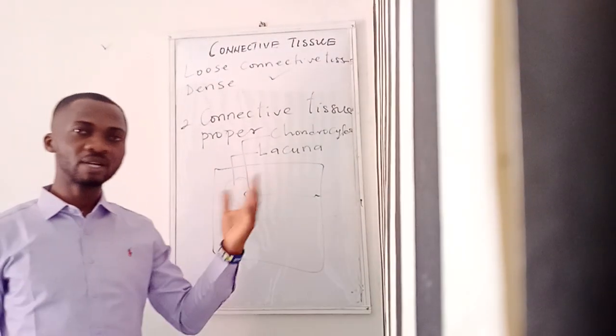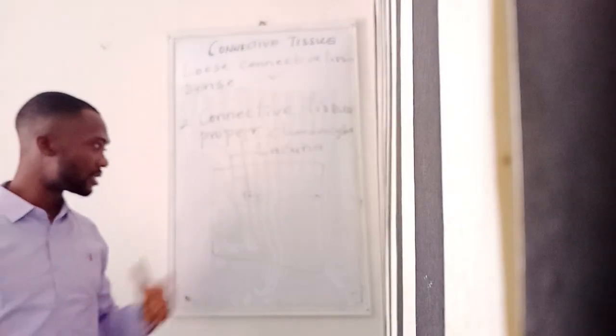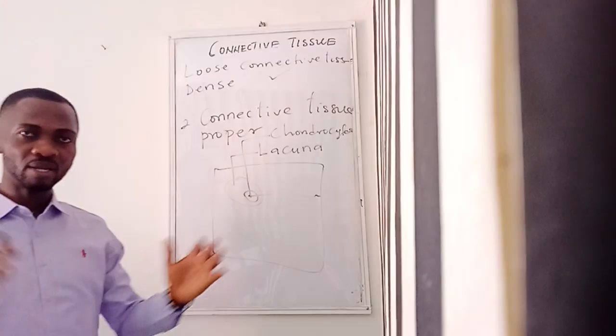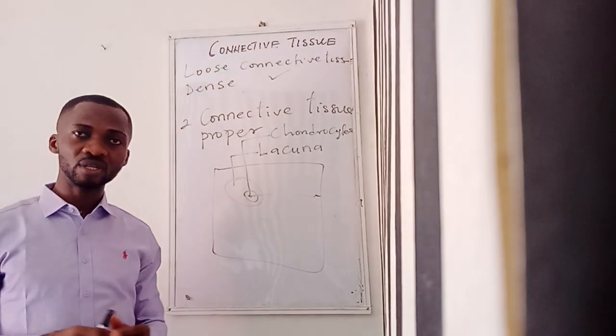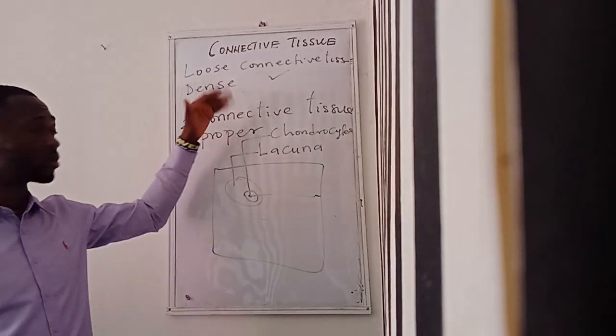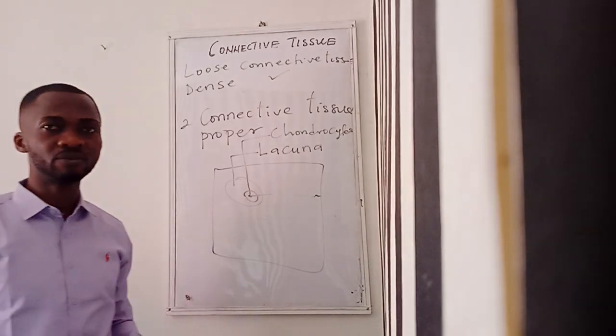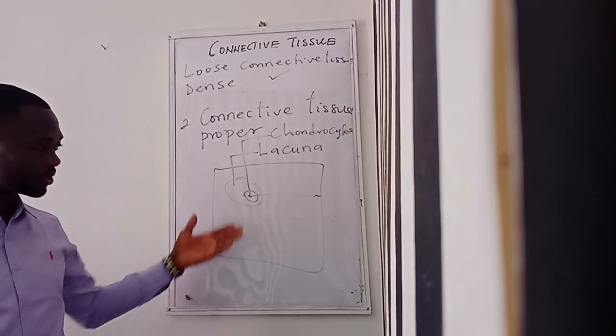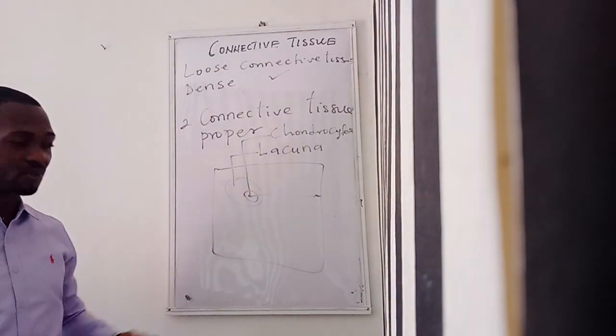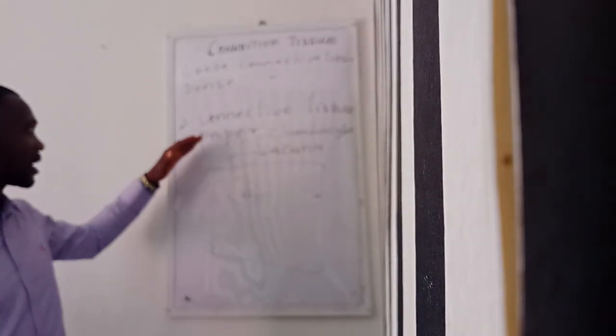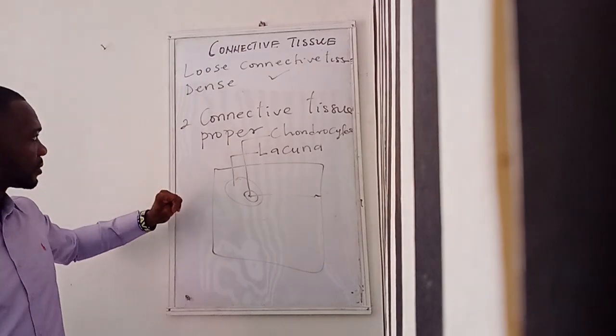We have different types of cartilage, the hyaline cartilage, the elastic cartilage, and the rest of them, but we don't want to go into that. This is just a preliminary study of the connective tissue. We don't want to go deep into some other aspects of this course, because this is basically for 100 level students.